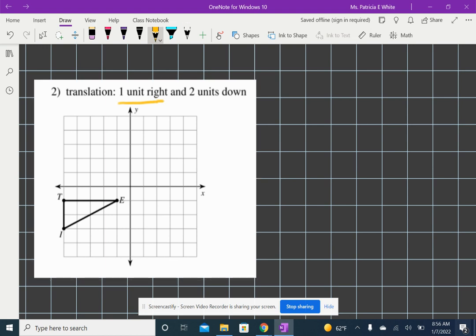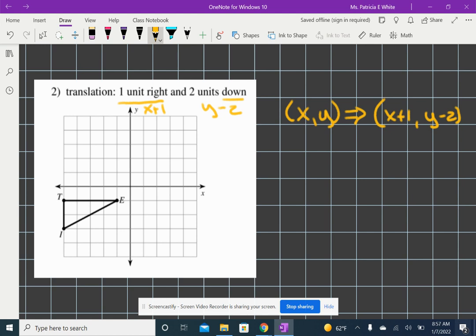1 unit right. That means that I have to do x plus 1. 2 units down. That means that I have to do y minus 2. So here's my rule. The coordinate xy goes to x plus 1 comma y minus 2.